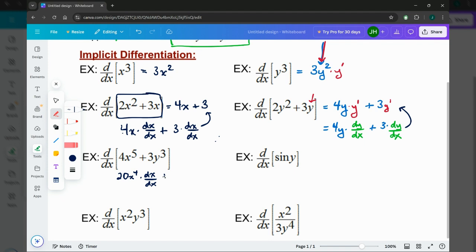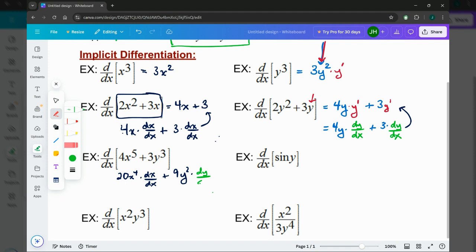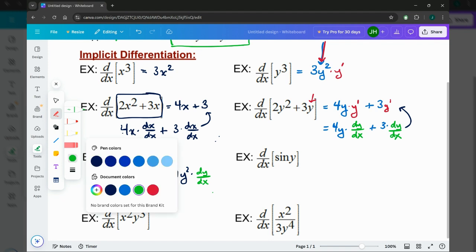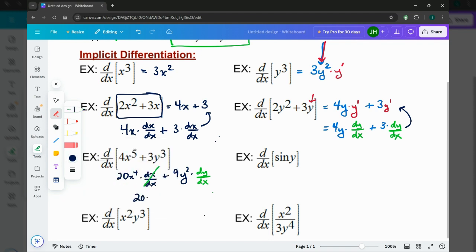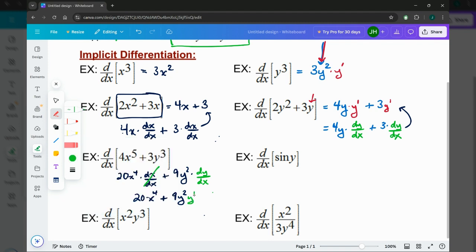The next term, I got to take the 3 and bring it out front, make this 9y to the 2nd, and I have to multiply by the derivative of the inside, which is y with respect to x. Now, obviously, this drops out of the problem because dx is just equal to 1. So my answer is going to be 20x to the 4th plus 9y squared. And the dy dx, I can either leave it as dy dx or I can write it as y prime. There's my derivative for that expression. And again, you'll notice it's a lot quicker on these problems if I say y prime, but it is definitely okay to say dy dx instead.